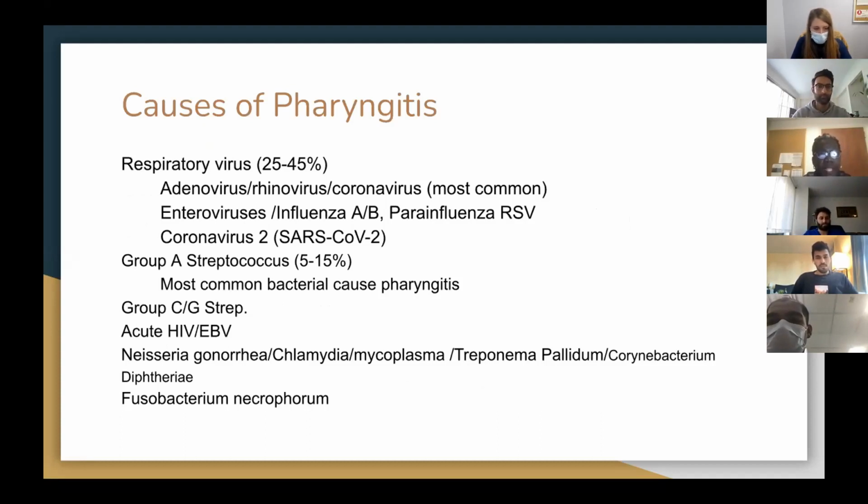And again, the same players: adenovirus, rhinovirus, coronavirus are most common. And nowadays, we have a lot of SARS-CoV-2 causing everything, right? So SARS-CoV-2 will be involved in pharyngitis as well, and influenza. Group A strep makes up about 15% and is the most common bacterial etiology. Always remember other causes such as HIV, EBV, GC, and syphilis, to name a few. And in the right setting, diphtheria in people who have not been vaccinated or are coming from outside the country and have not been vaccinated, that's another one to consider.